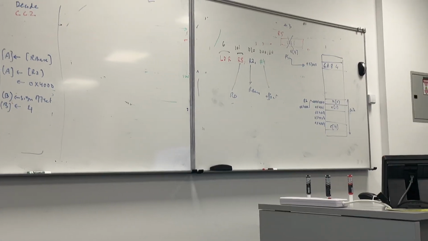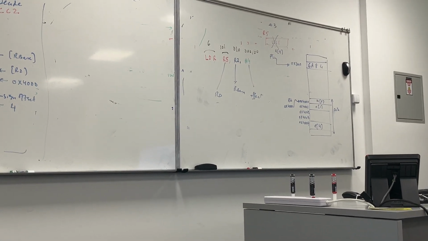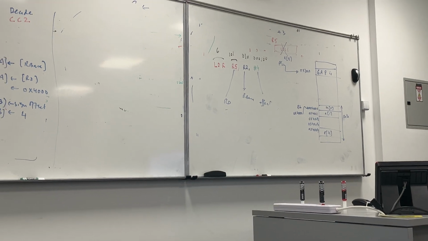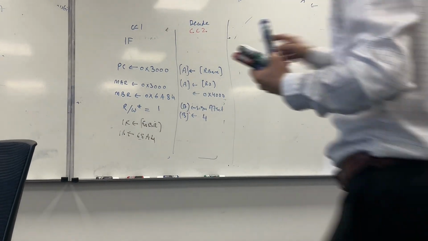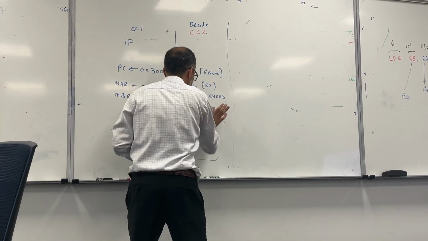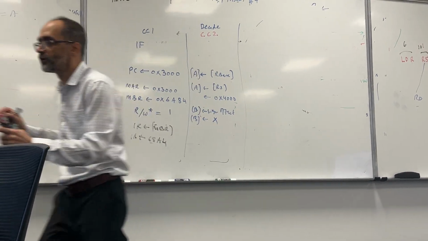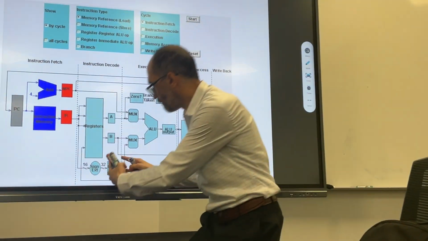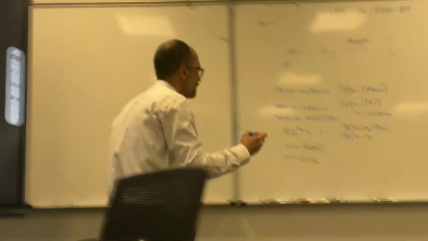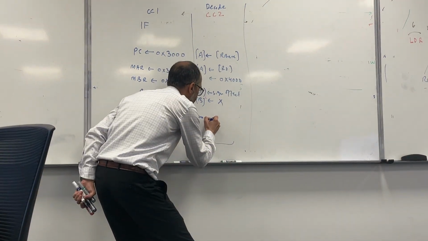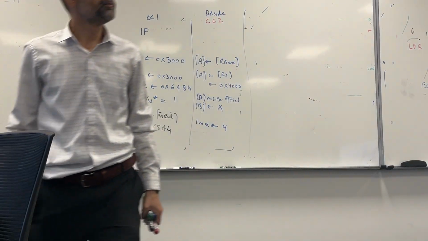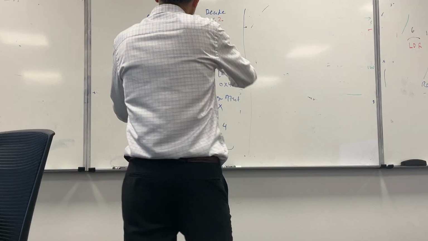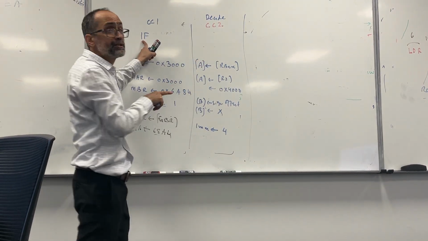So in decode instruction, we fetch the operand and load operands A and B. Now, B is coming from the register file, so we don't care. B will be don't care. Now we have this immediate field. What is the immediate field? 4.